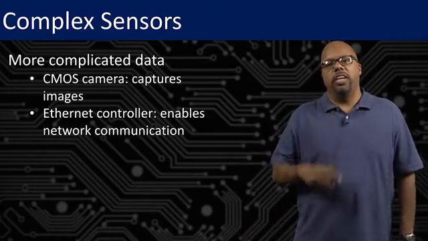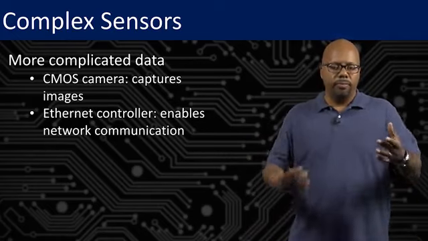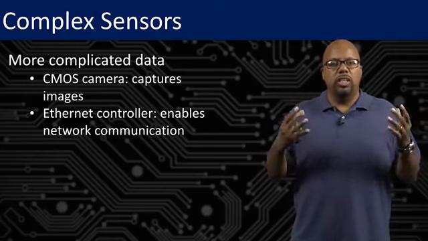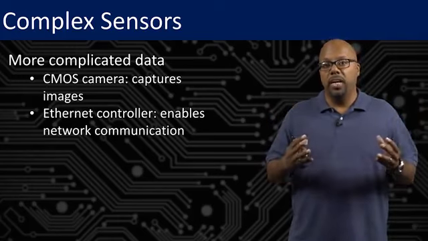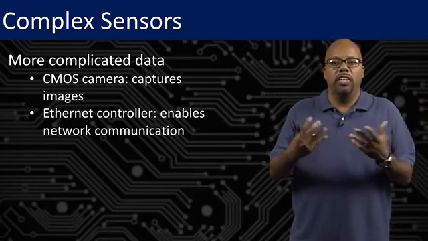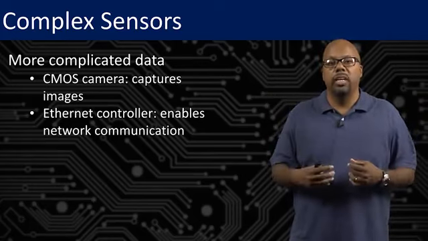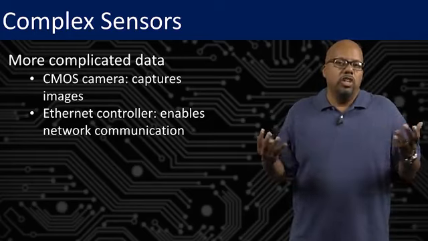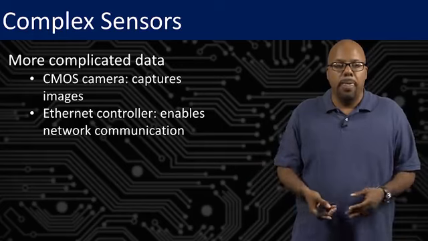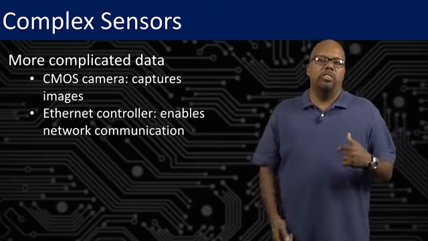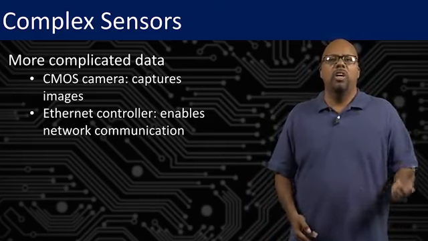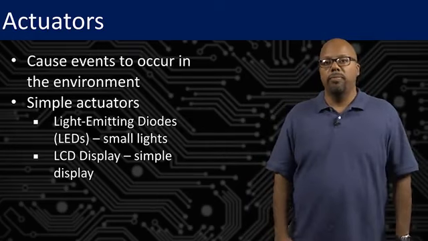Now, also an Ethernet controller, you can see that as a sensor. Whether that's a sensor or not is a judgment call, but an Ethernet controller will allow you to receive information on the Ethernet, from the network. That information, you could call that sensing, not necessarily from the physical world, but sensing from the network. And the type of information that we receive over the network can be very complicated. So that's a more complicated form of a sensor, more complicated to use.